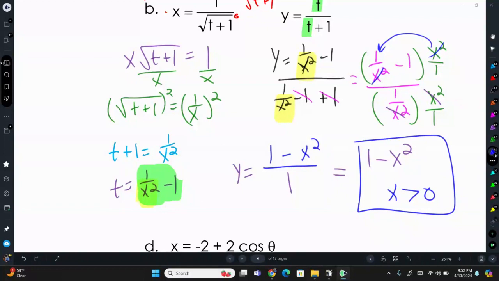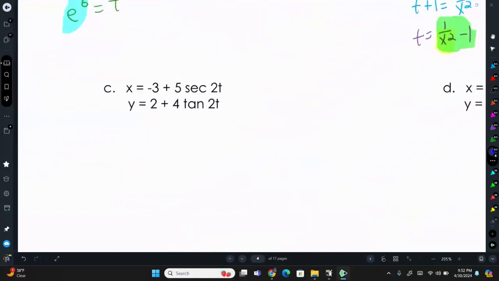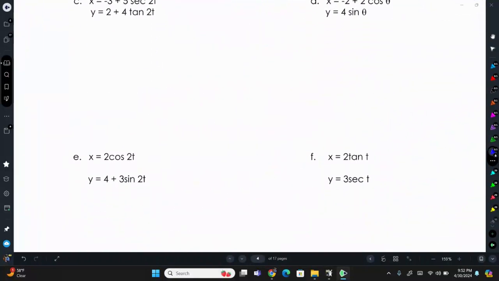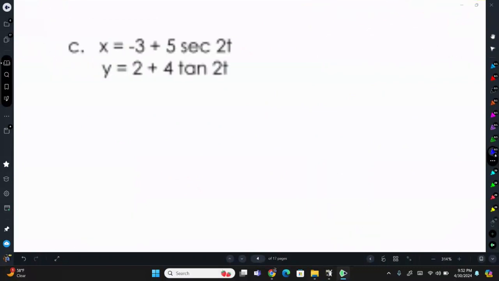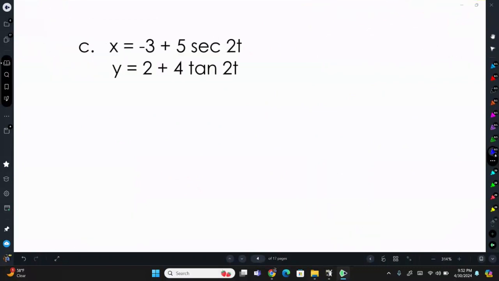So those were a little bit more complicated than the ones yesterday. Now, again, for these trig ones, you see these last four have sine, cosine, secant, and tangent. We need to get the trig function by itself in both of them.